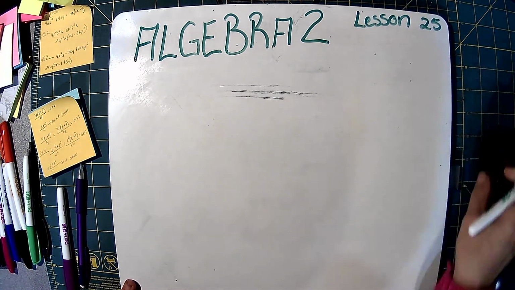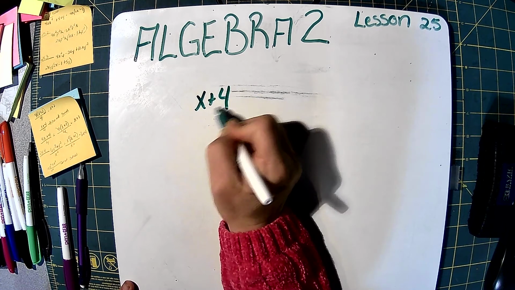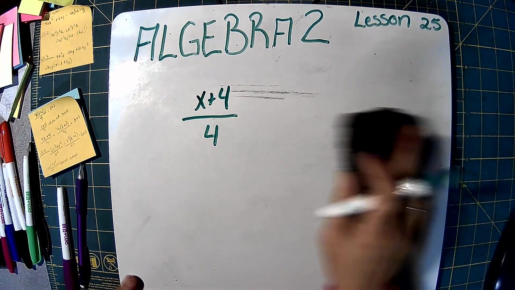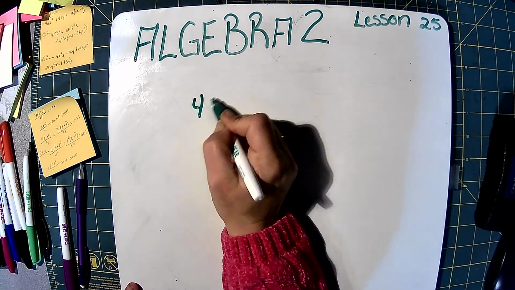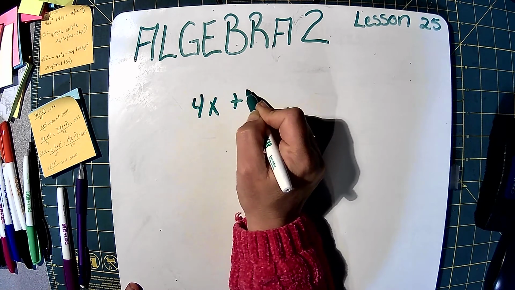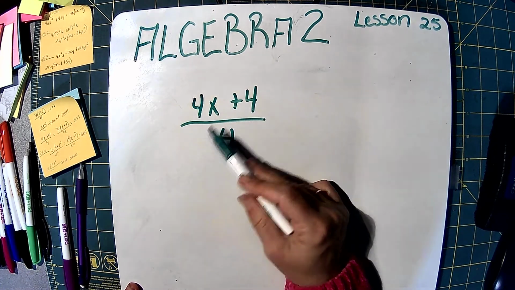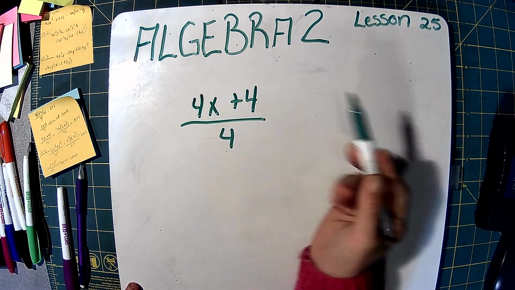If we had x plus 4 divided by 4, we can't cancel anything. Because there are no factors on the top. We can only cancel factors. Now, 4x plus 4 divided by 4. We cannot cancel any of these right now. We can't cancel this 4x because that's not just 4x, that's 4x plus 4.